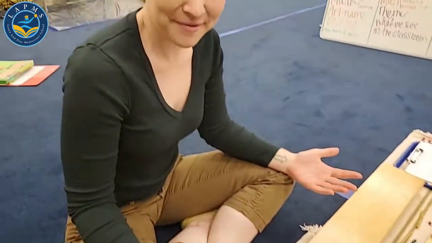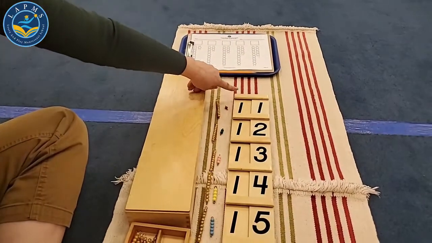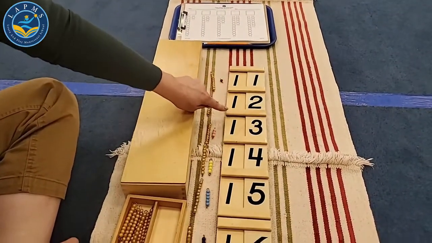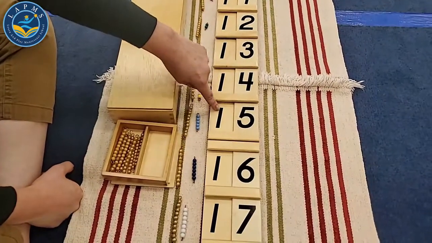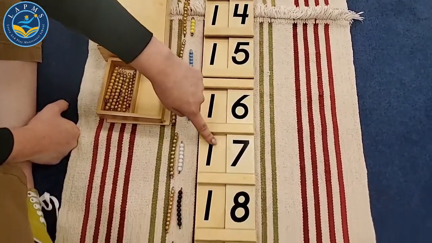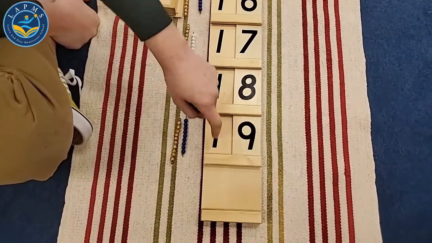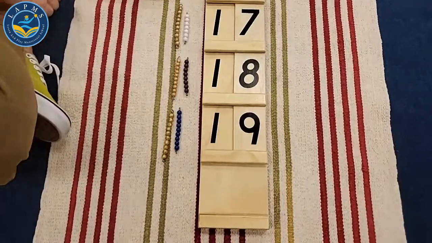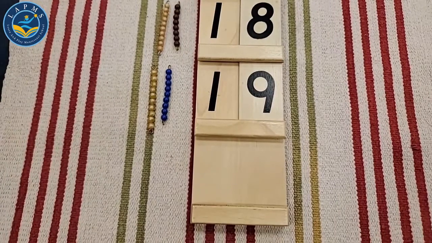Good job, everyone. So we can see all of these numbers and what they look like. Let's take another look and say them all together. Ready? This is 11, 12, 13, 14, 15, 16, 17, 18, 19. And what comes after 19? 19 has a 9 units and a 10 bar.